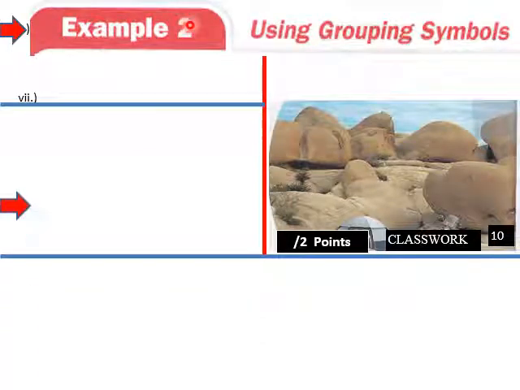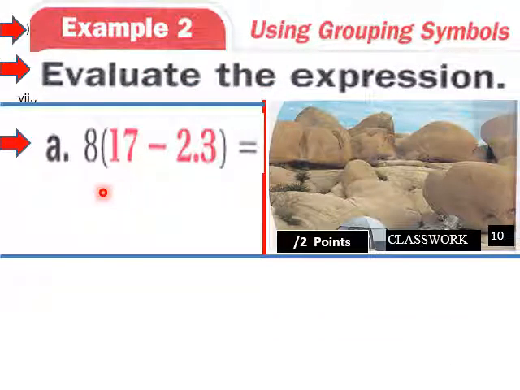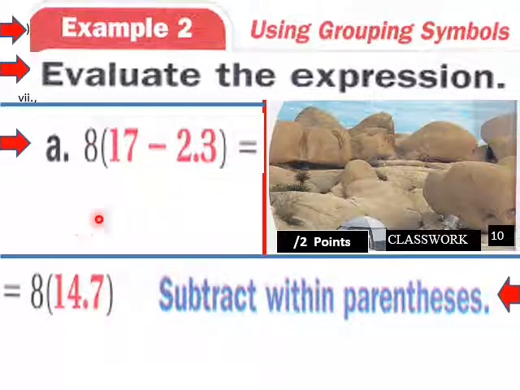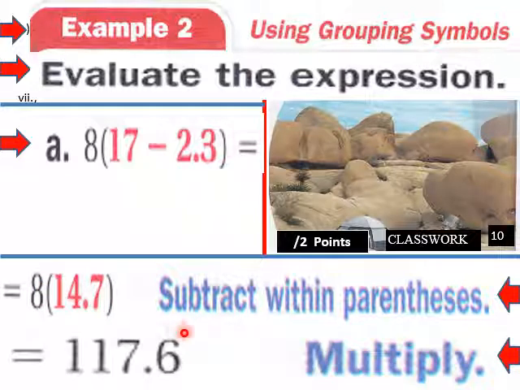So let's try one here. Using grouping symbols, evaluate the expression 8 times the quantity 17 minus 2.3. So what we do is we do our parentheses first. 17 minus 2.3 would be 14.7 now. So 8 times 14.7 would be 117.6. So that would be the evaluated value of this here.